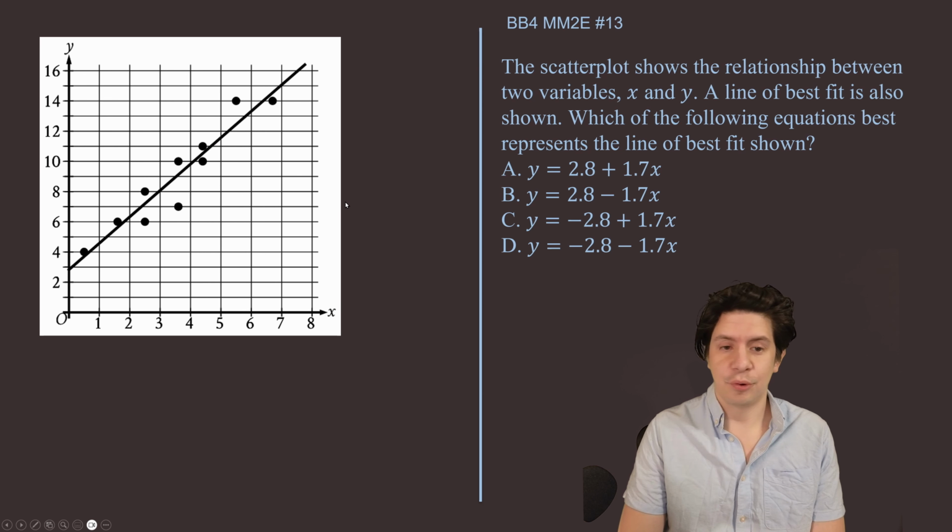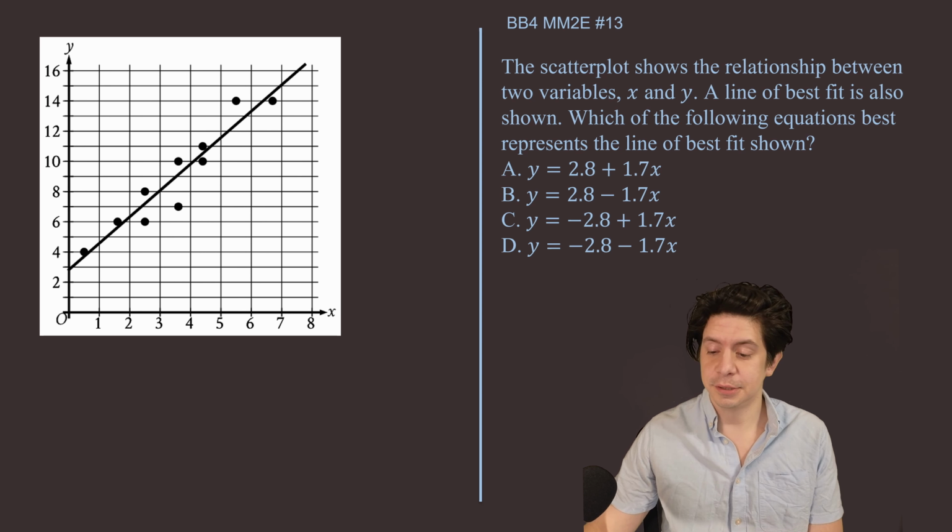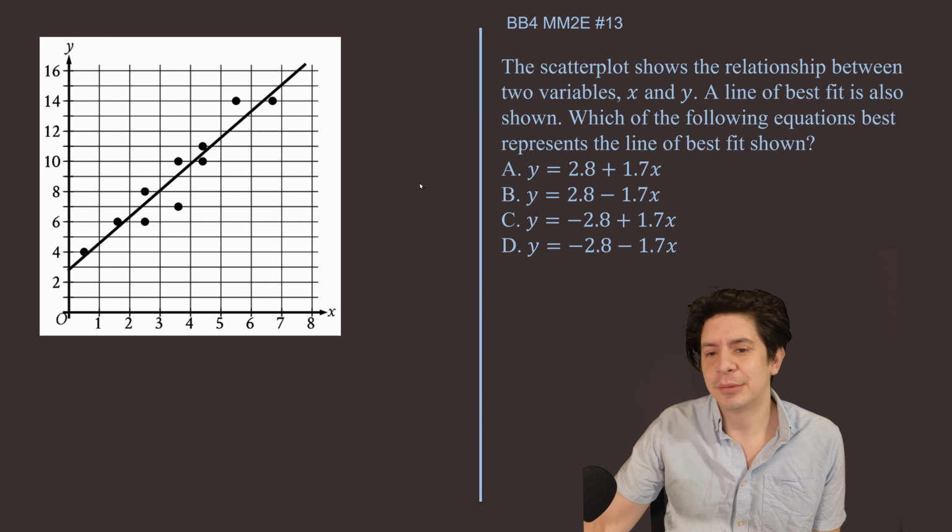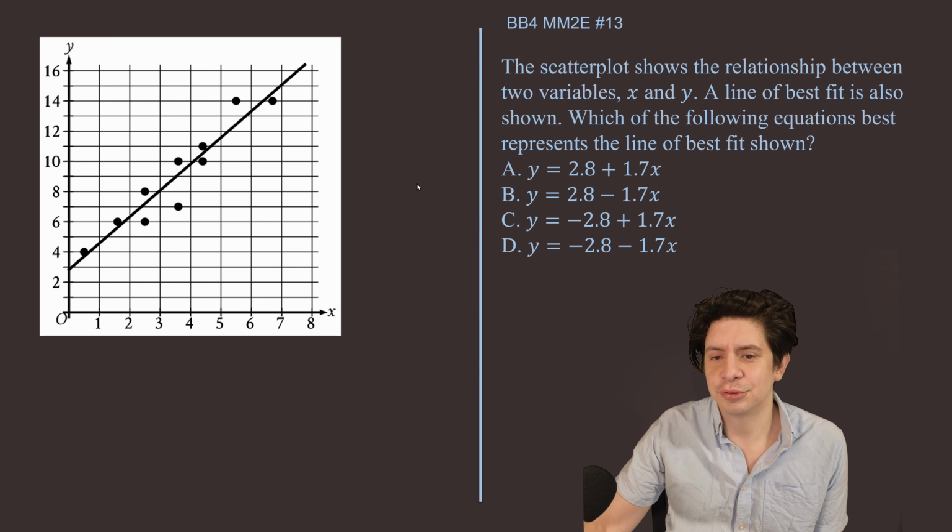All right, we're already more than halfway through. Let's see what's going on here. The scatter plot shows the relationship between two variables, x and y. A line of best fit is also shown. Which of the following equations best represents the line of best fit?